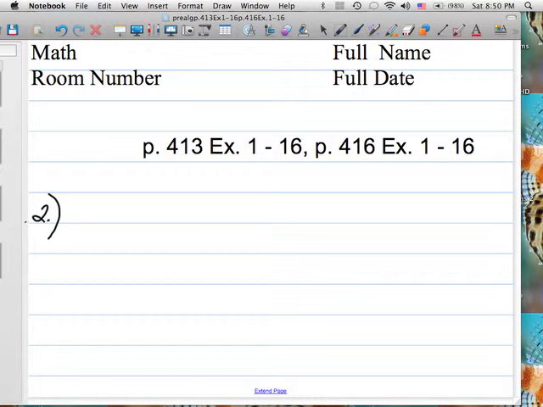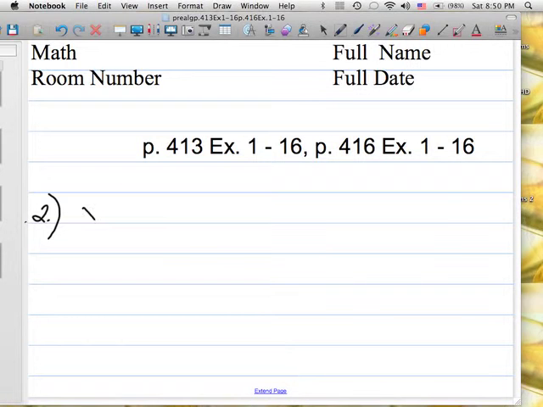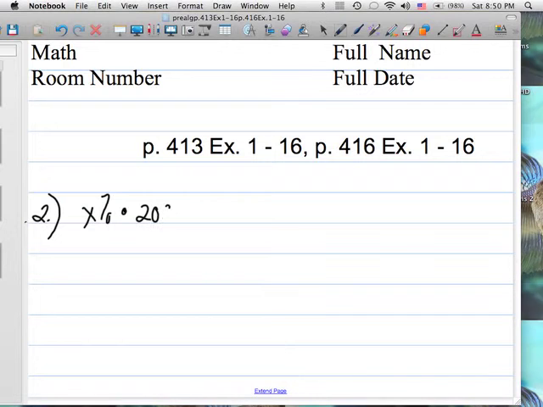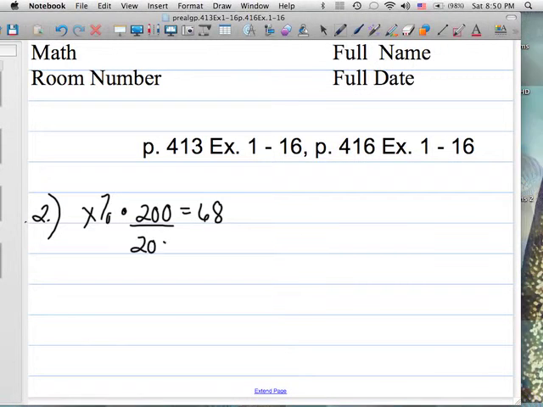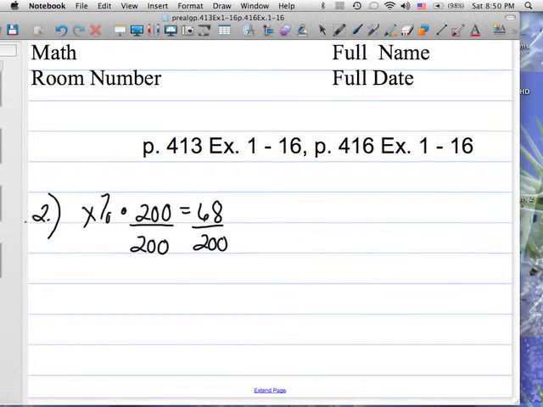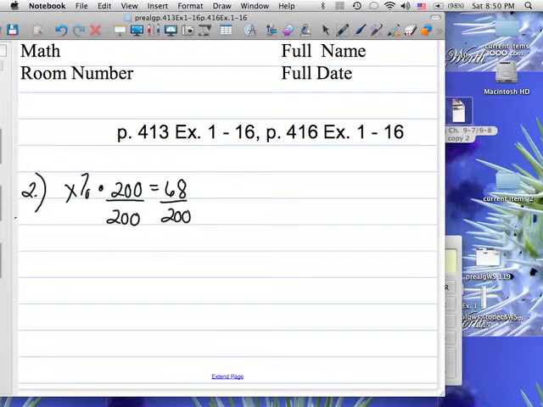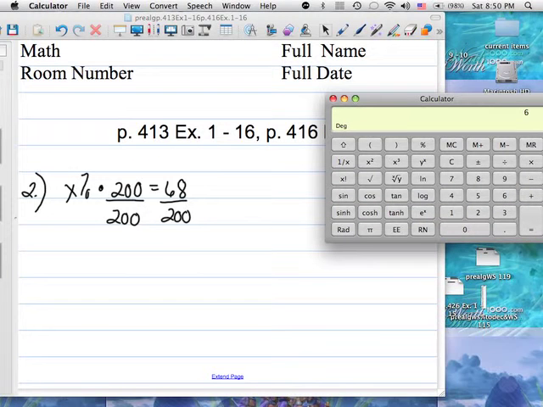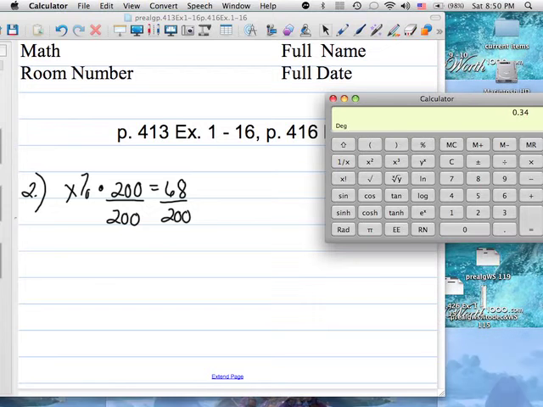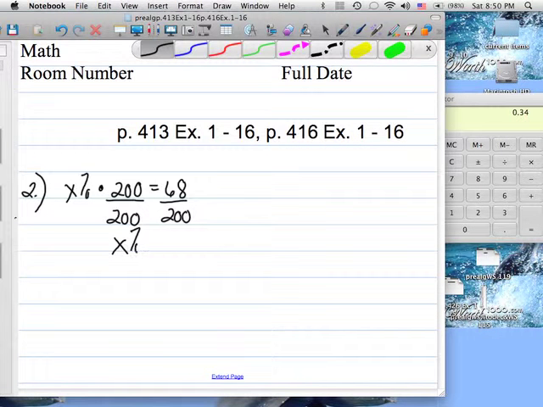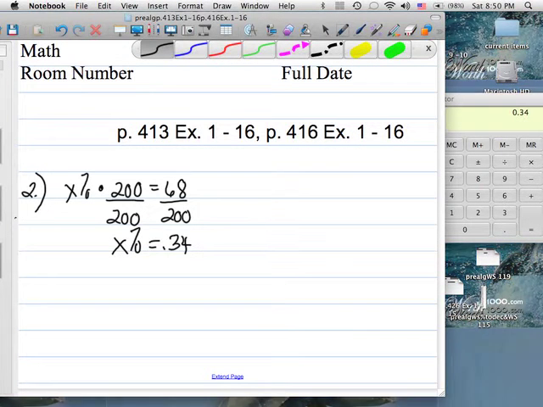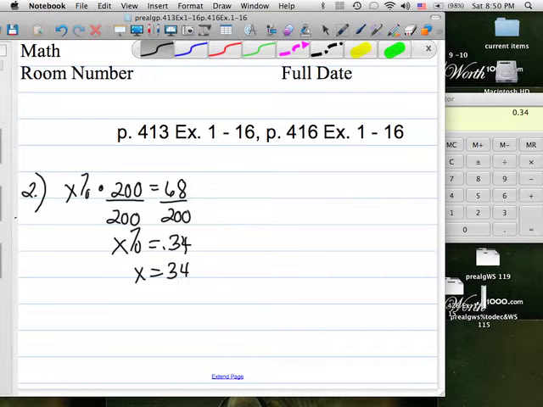Problem number 2, it says what percent, so X percent of times 200 equals 68. Divide both sides by 200. So we take 68 and divide it by 200 and we get 0.34. So X percent equals 0.34. So the percent is 34%, moving it 2 to the right.